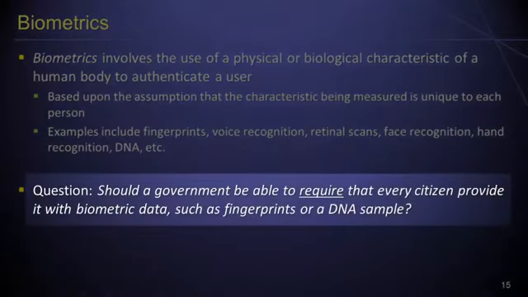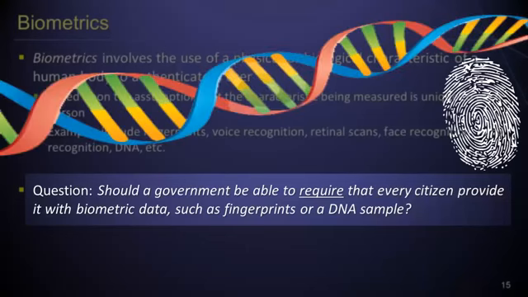A very critical question from a privacy perspective is this: should a government be able to require that every citizen provide it with biometric data, such as fingerprints or a DNA sample? This is a very critical question from the perspective of personal privacy. Consider, for example, that passwords can change. You can change your password on most systems at almost any time. That is, a password is not permanently linked to you as a physical human being.